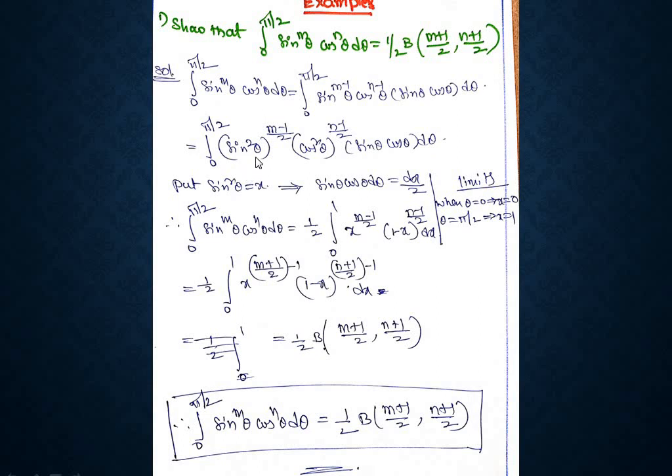Put sine square theta is equal to x. Take the differentiation on both sides. 2 sine theta cos theta d theta is equal to dx. If you take 2 to this side, sine theta cos theta d theta is equal to dx by 2. If we consider the limits, when theta is equal to 0, x will become 0. When theta is equal to pi by 2, x is equal to 1.